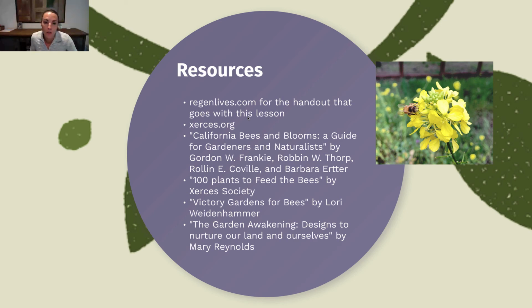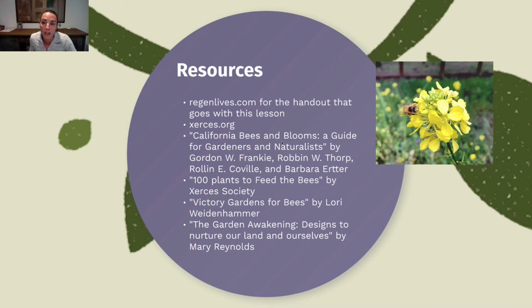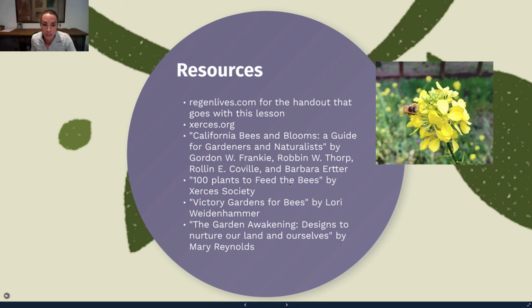And if you're here in California, California Bees and Blooms is a wonderful book for flowers that are native and non-native, but that grow really well in California. Then there's 100 Plants to Feed the Bees by the Xerces Society, so you can either go to the website or buy the book. And there's Victory Gardens for Bees.